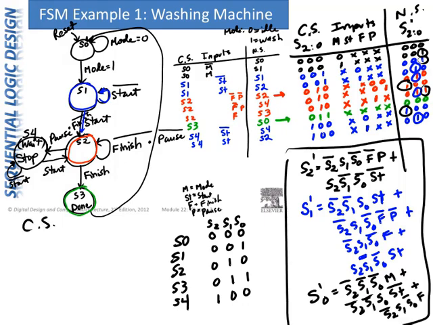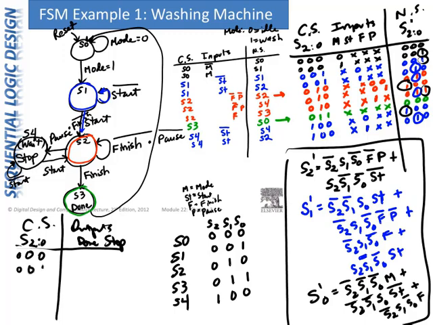We can write our output table as well. We have our current state on the left, our outputs on the right. Our outputs are done and stop. Our current state bits 2 to 0 are 000, 001, 010, 011, 100. So done should be true only in state 3, S3. And stop should be true in state 4.